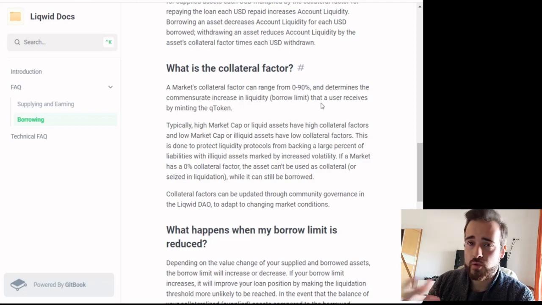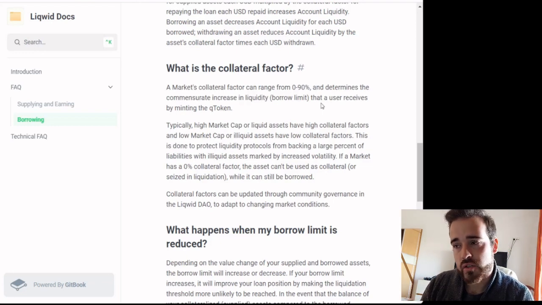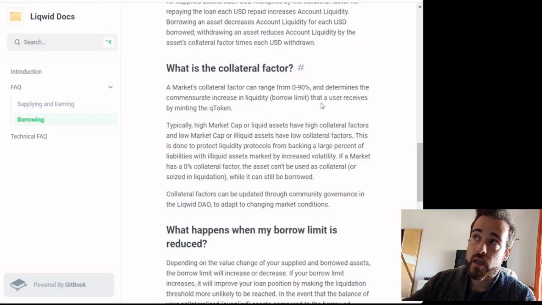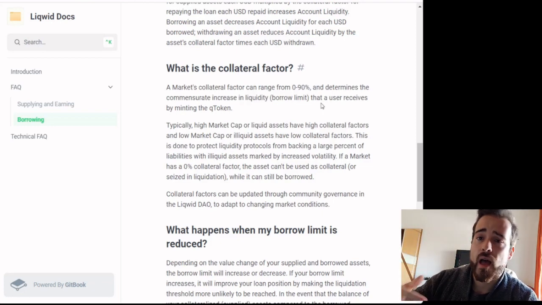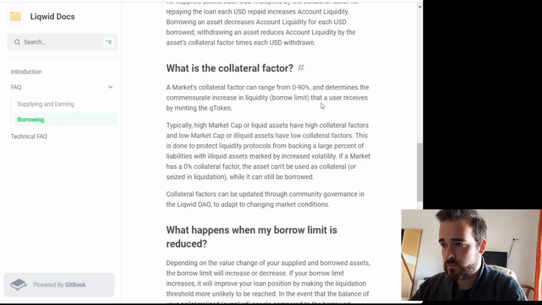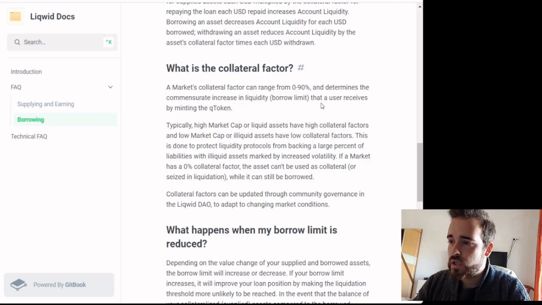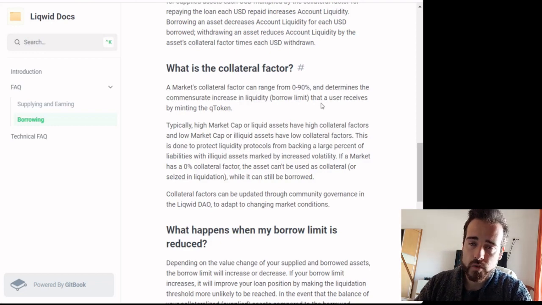Naturally, lower market cap, less liquid assets have a lower collateral factor, while higher liquidity, higher market cap assets have a bigger collateral factor. Okay, and this is used to help protect the protocol in terms of the volatility of the market, and to make sure that you won't have many issues with volatility in terms of credit risk and credit default.